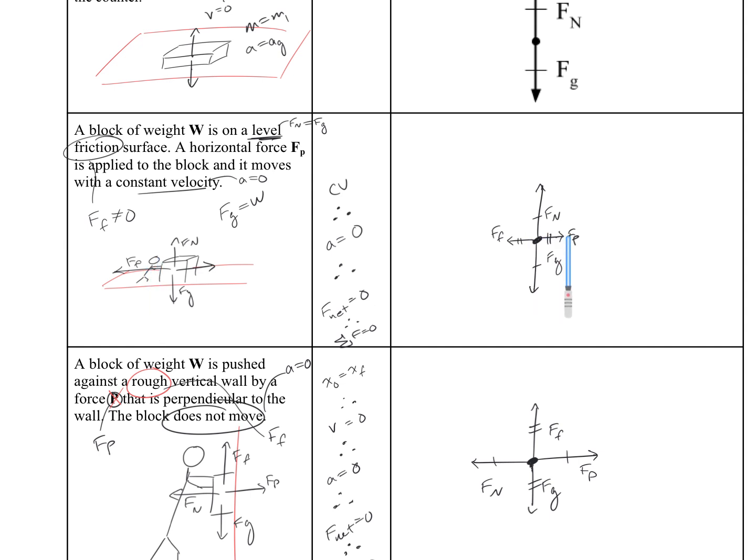But because the acceleration is 0, you know that the friction to the left has to be equal to the push to the right. Because you know the acceleration is 0, that means the net force is 0. That means all of the forces have to add up to be 0. So in this case, you can see the push to the right has to equal the push to the left, and the force up from the normal has to equal the force down from gravity.